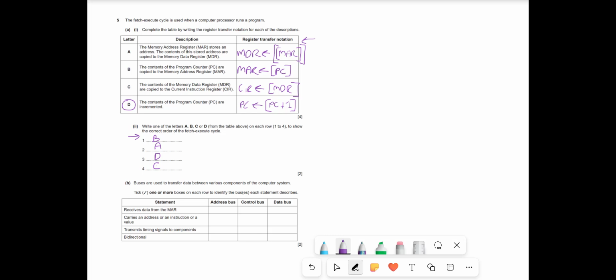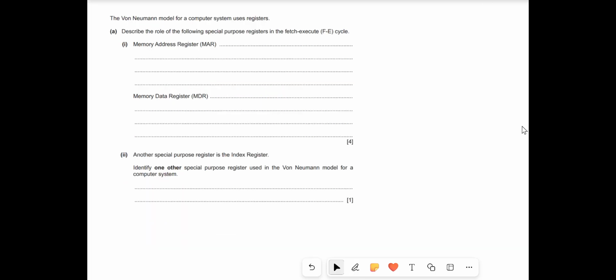Down below, we've got our buses again. Buses are used to transfer data between various components of the computer system. Receives data from the MAR, so that'll be the address bus. Carries an address or instruction value, that's going to be a data bus. Transfers timing signals, that's a control bus. And bidirectional, control bus and data bus. Pause the video, give these questions a go yourself first.